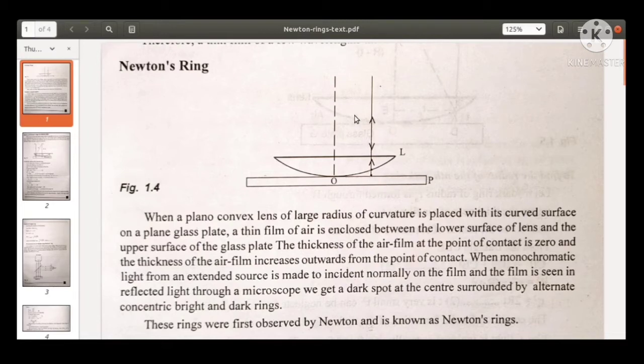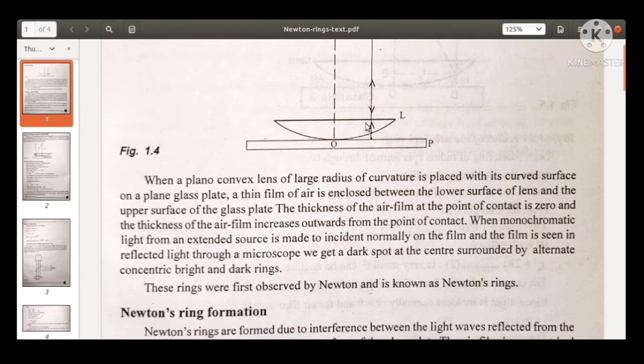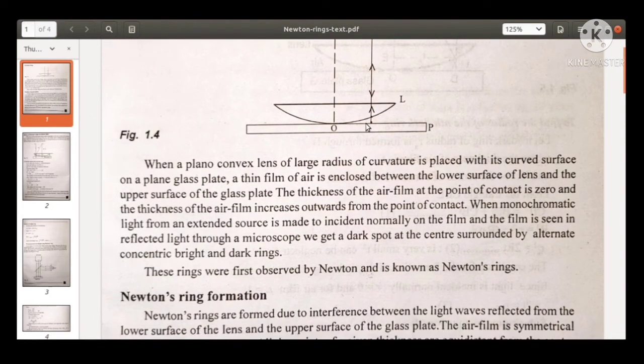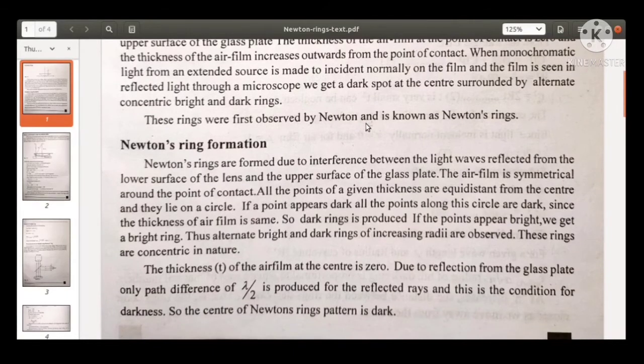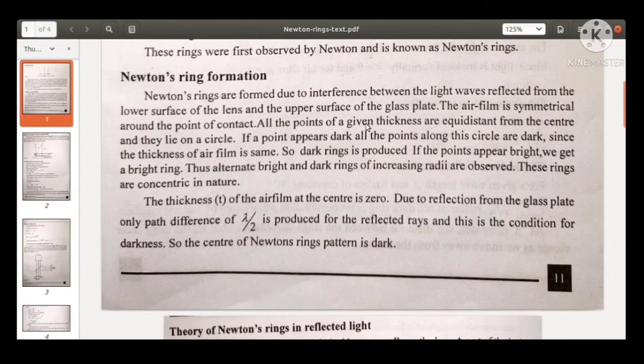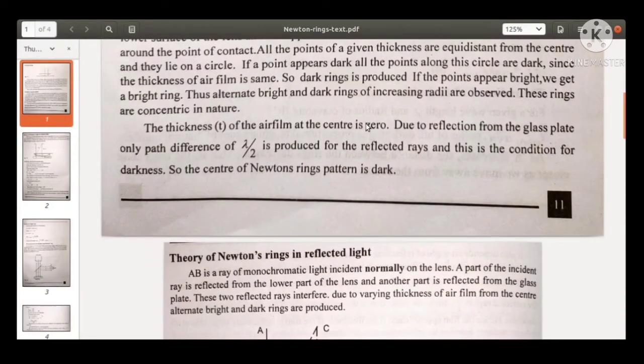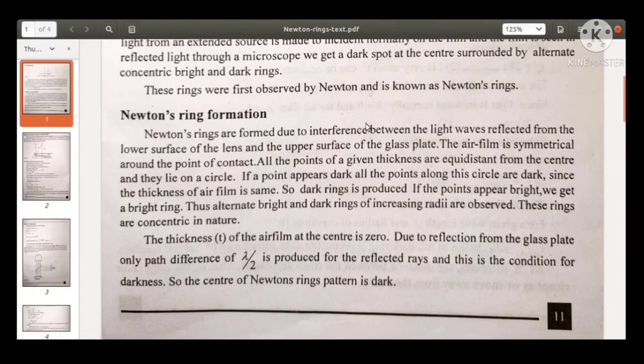So the interference of this light will produce the rings, Newton's rings, which will be circular in shape as I have explained before. According to the condition of bright or dark fringes, or constructive or destructive interference, we will get bright or dark fringes on the screen. Okay, and this will be concentric circles.